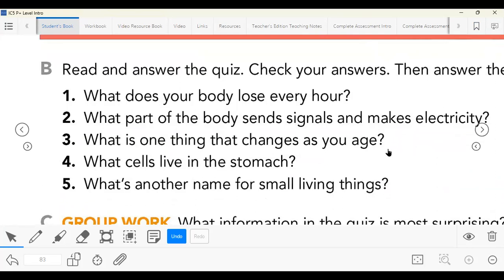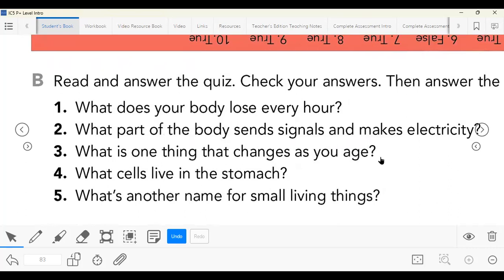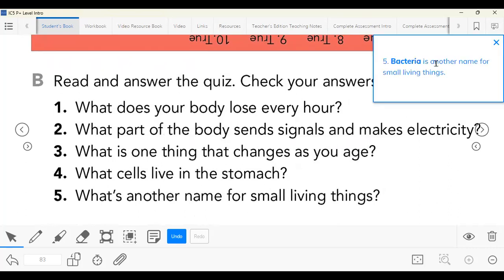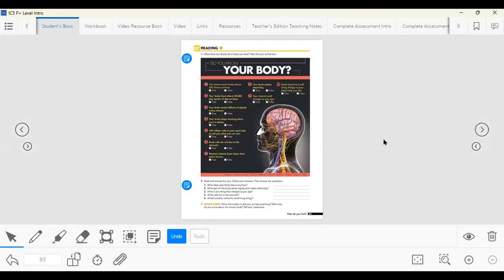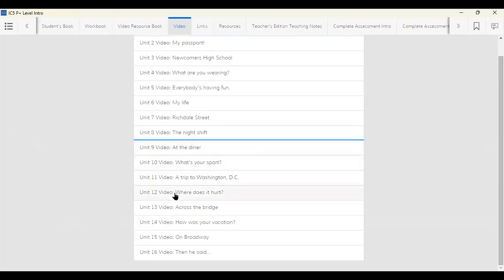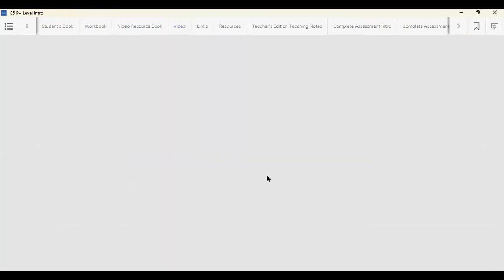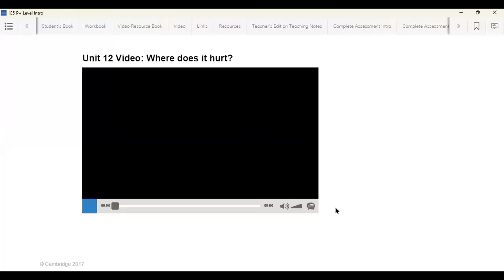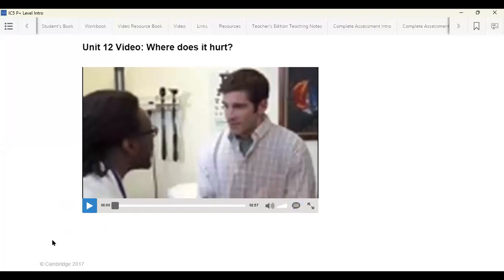And the last one, what's another name for small living things? Bacteria. Correct, very good. Okay, good reading comprehension. Very well. So now I'm gonna play a video for you to close this unit. Let's listen to this situation. And we're gonna have comments, maybe conversation about this. Okay, so here we go. Give me a second to see if I'm sharing with sound. Yes.